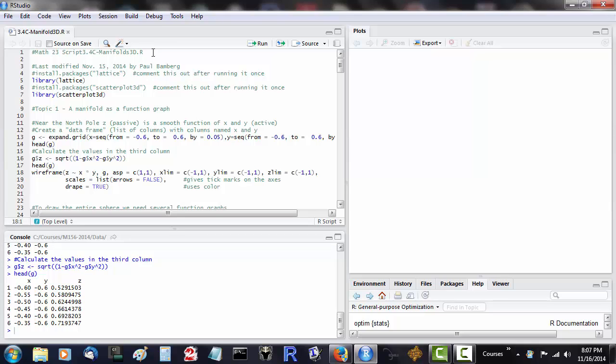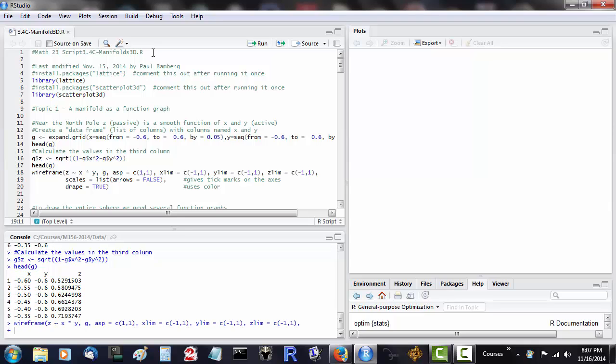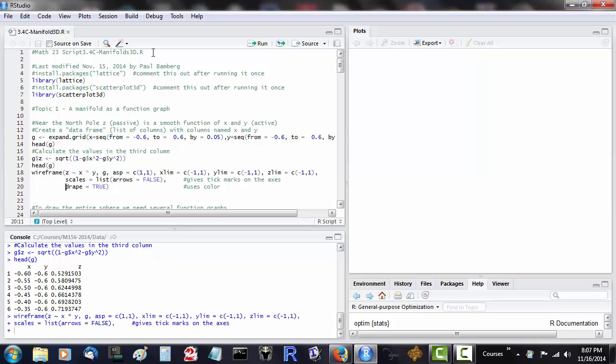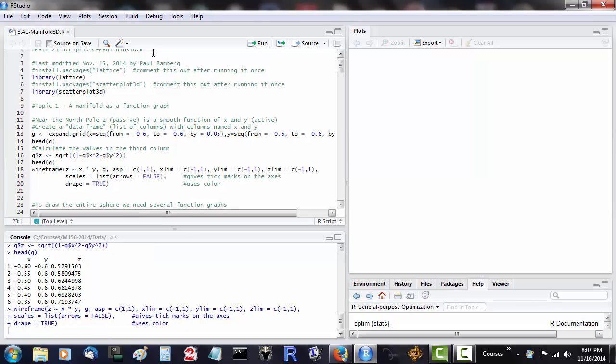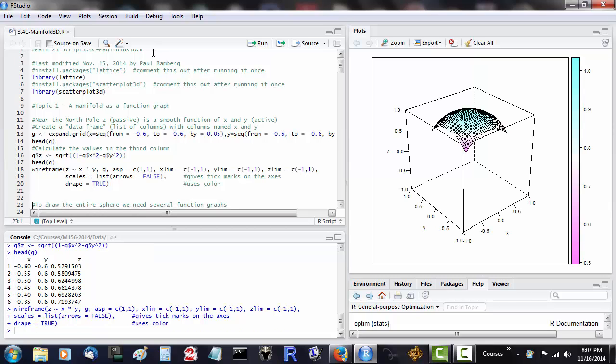You call the function wireframe, saying z tilde x star y. That means z is a function of x and y. I want an aspect ratio of 1. I specify I want to plot from -1 to 1 in x, y, and z. I want tick marks on the axes, and I'm actually going to get some color on this. Isn't that gorgeous? It's part of a sphere, the part near the North Pole where I can represent z as a function of x and y.